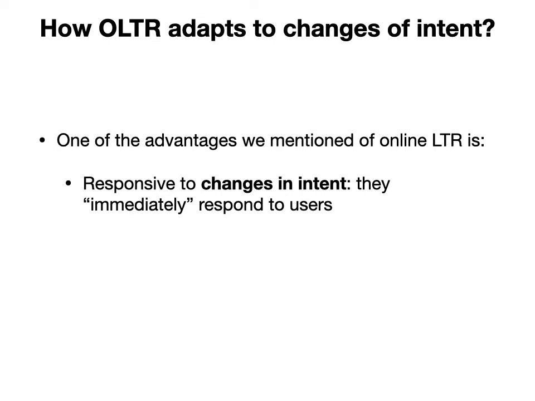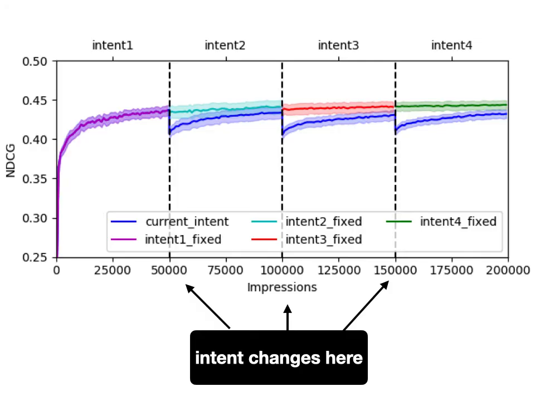One of the advantages that we mentioned about online learning to rank compared to counterfactual learning to rank or the traditional learning to rank that uses relevance labels is that online learning to rank methods are responsive to changes of intents. That is, they immediately respond to what the user intends for a query, what he finds relevant for a query. So let's try to visualize that a bit and understand a bit better.